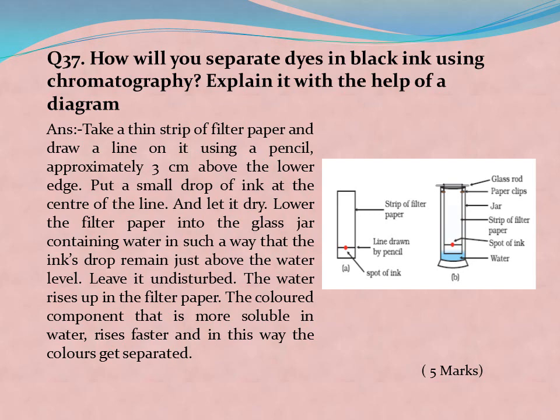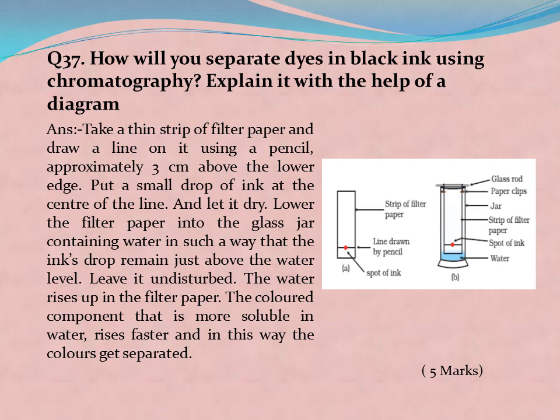Question number 37. How will you separate dyes in black ink using chromatography? Explain it with the help of a diagram. Answer. Take a thin strip of filter paper and draw a line on it using a pencil approximately 3 cm above the lower edge. Put a small drop of ink at the center of the line and let it dry.